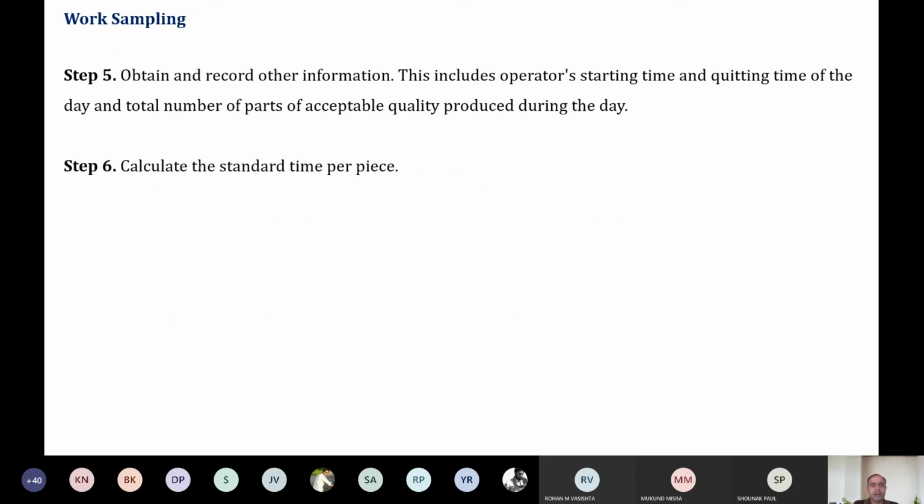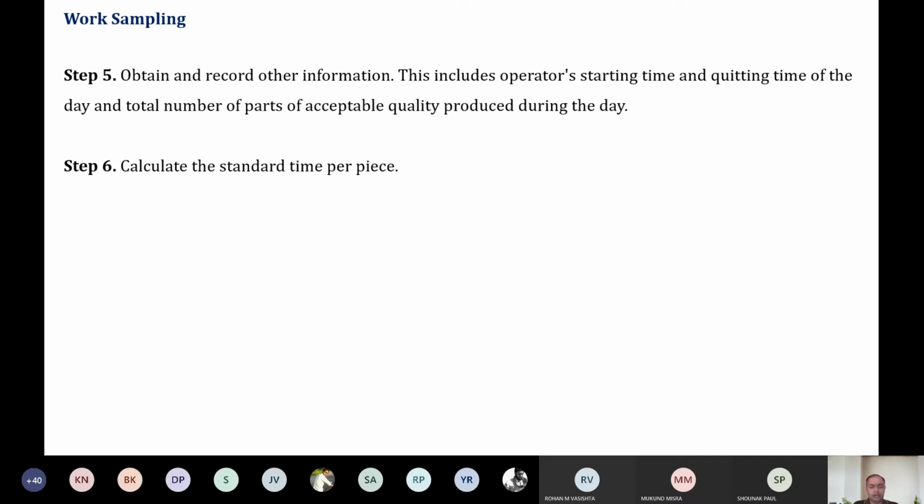Then after collecting the information from the employee, you are going to observe the employee from the starting time of his work to the ending time of his work, or whatever time duration you are going to fix.